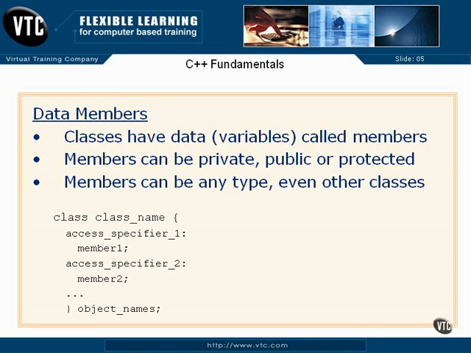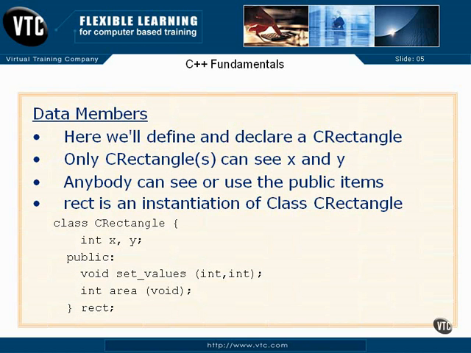When we make a new class, we're making a new type. Now here, let's make a CRectangle. This is a new class definition, and it's called CRectangle.